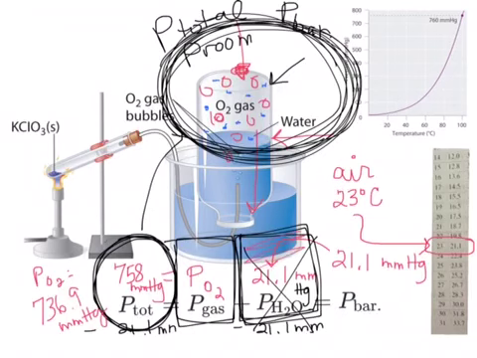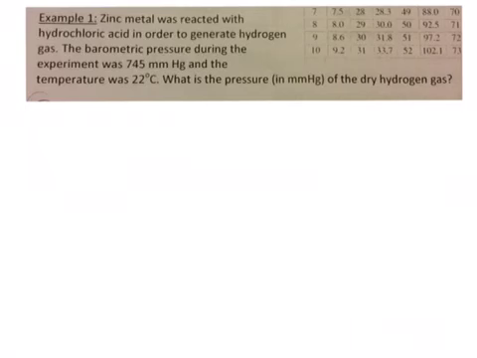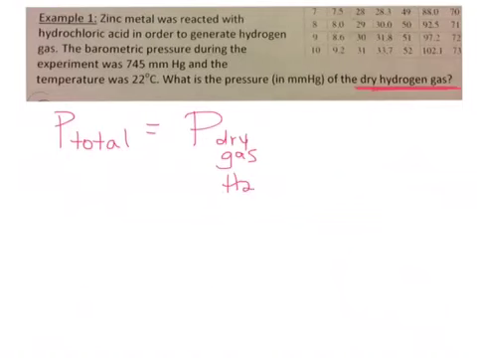So again, all we had to do was get rid of the water because it was adding pressure to our gas, and we can't use that in another law until we get rid of that. Let me show you what this really looks like. Look at example 1 in your notes. You've got some zinc metal reacting with hydrochloric acid to make hydrogen gas. They want to know what is the pressure of just the dry hydrogen, as opposed to the wet hydrogen that's got the water vapor in it. So we set this up. P total is equal to the pressure of the dry gas, which in this case was hydrogen, plus the pressure of the water vapor.